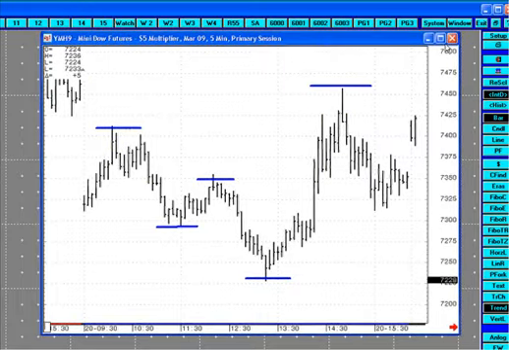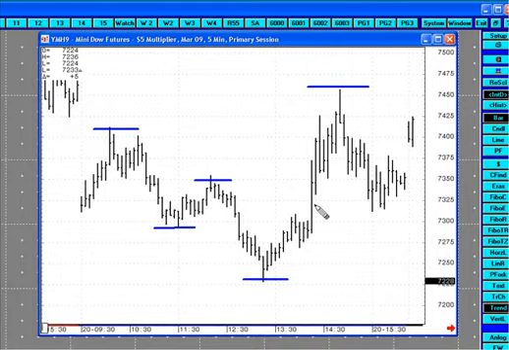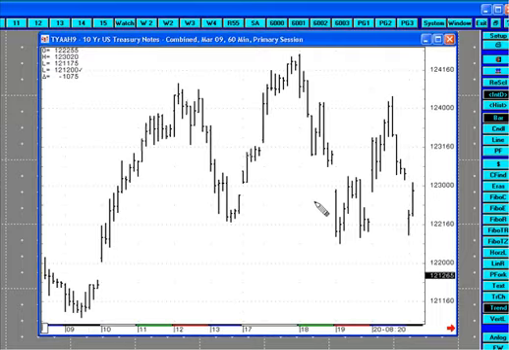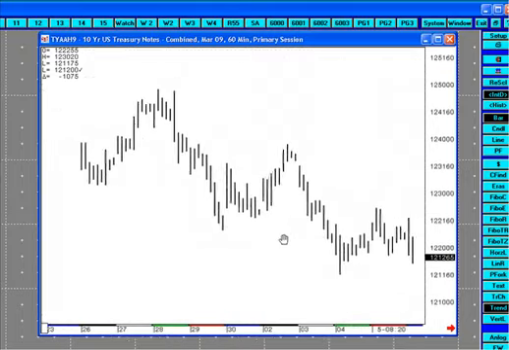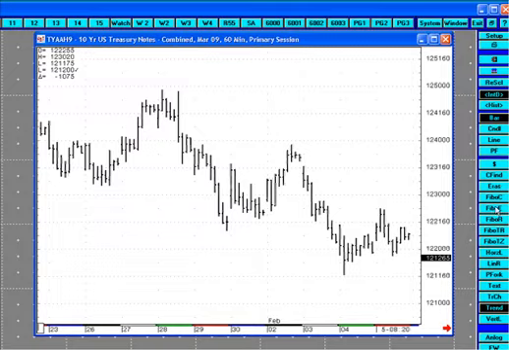Well, to do that, I actually need to change my price chart here. Let's go back to the Treasury bond example, 60-minute. Very simple. Let's use a week here. This is a 60-minute price chart.